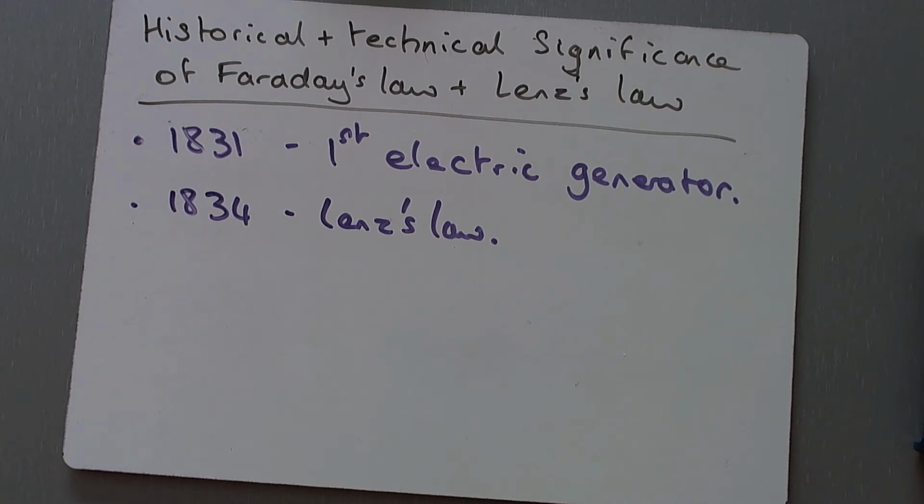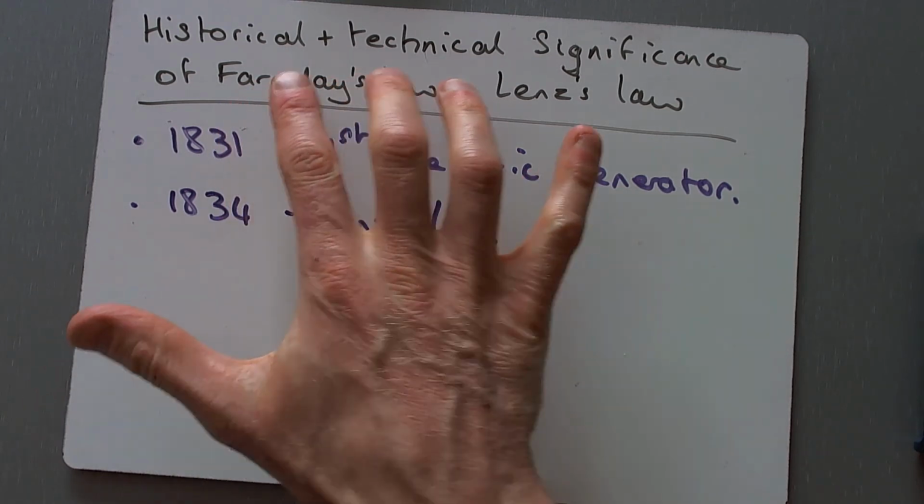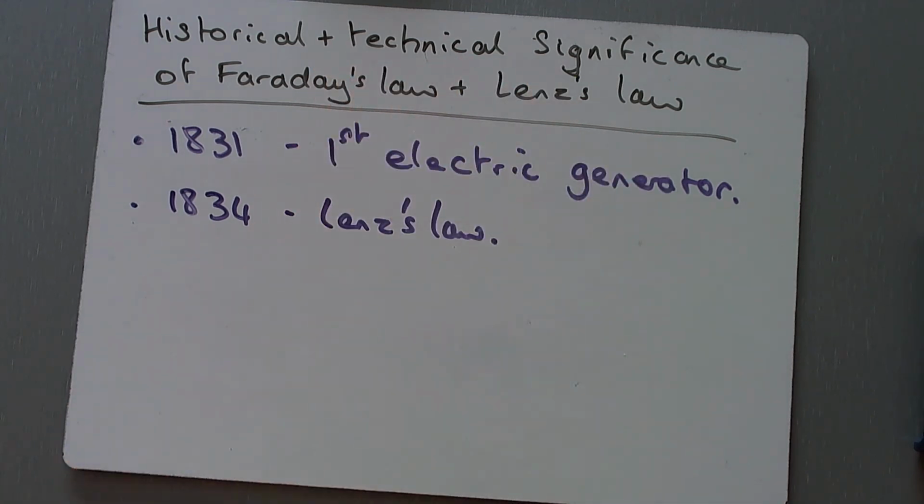So the majority of electrical generators, the majority of where we get electricity from to charge up our own rechargeable batteries, comes from understanding about Faraday's law and Lenz's law and how we generate electricity from that motion of a coil or a conductor moving in a magnetic field. So that's the technical significance, is the generators, and before that we wouldn't have that.